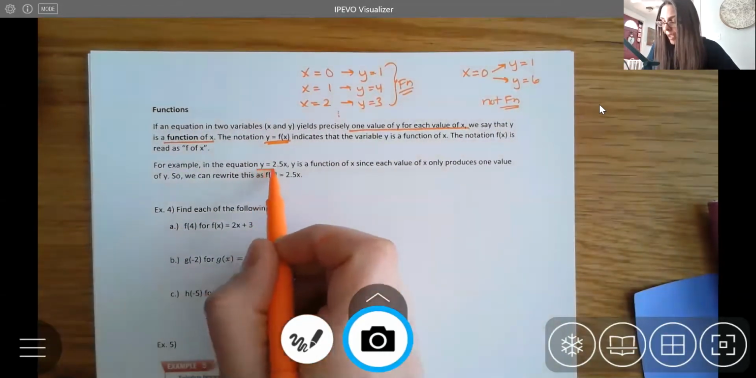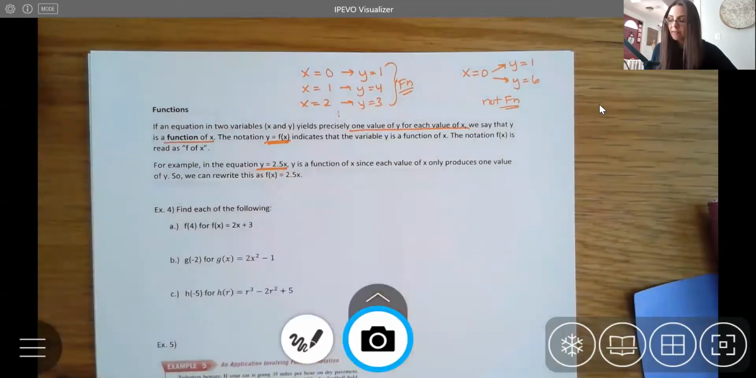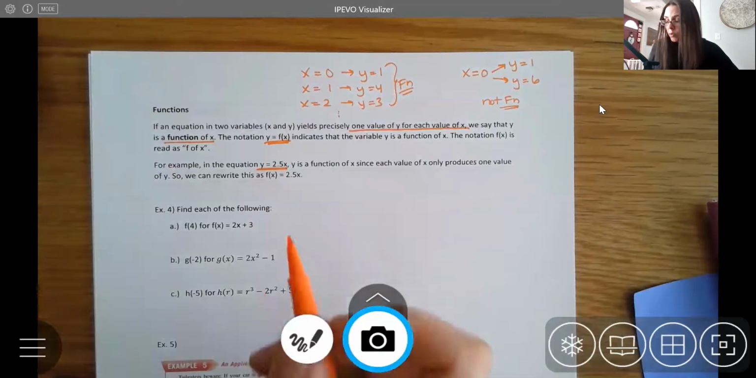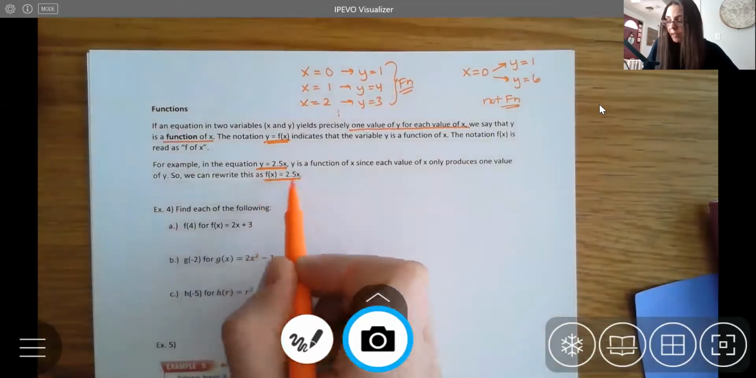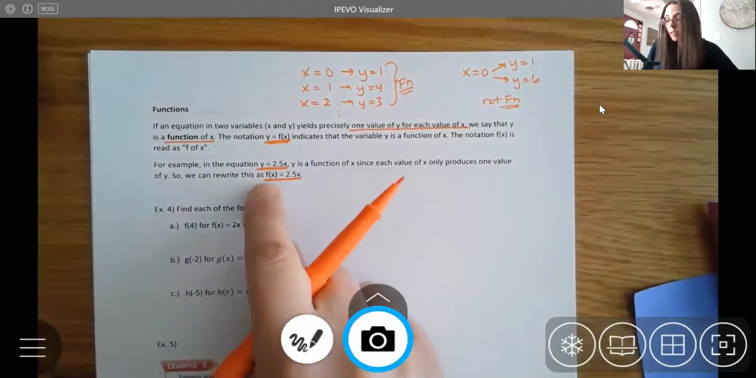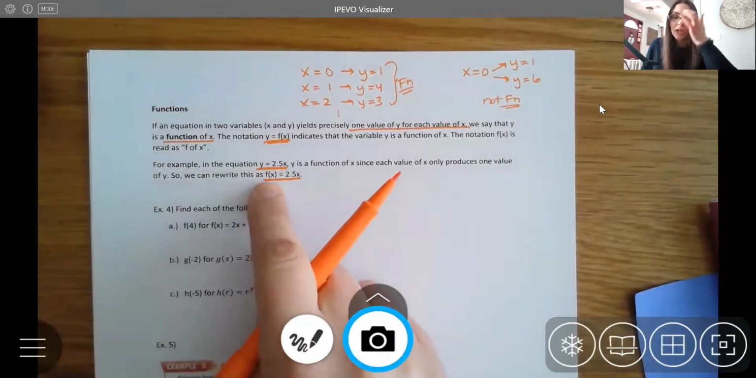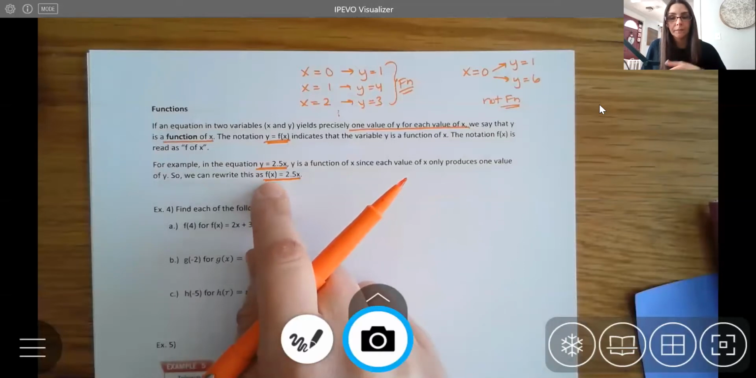So the example that we had on the previous page, that 2.5x, is actually a function. If you think about all those different points we plugged in, we only ever got one answer out, right? You didn't get multiple answers out. So that is a function. So what we can do is we can switch the notation to look like this. And like I said, this doesn't mean that you're multiplying anything. It doesn't change the problem. It just tells the reader that this is a function.